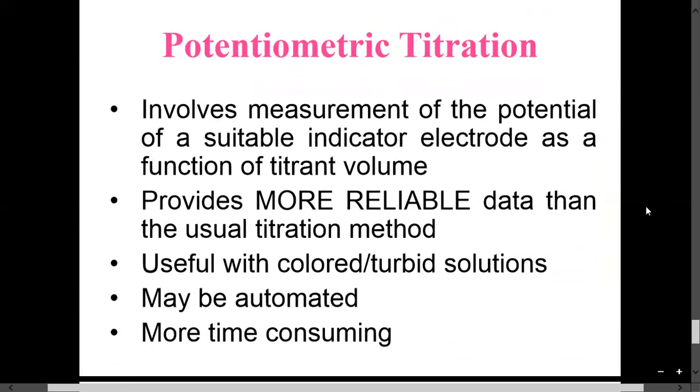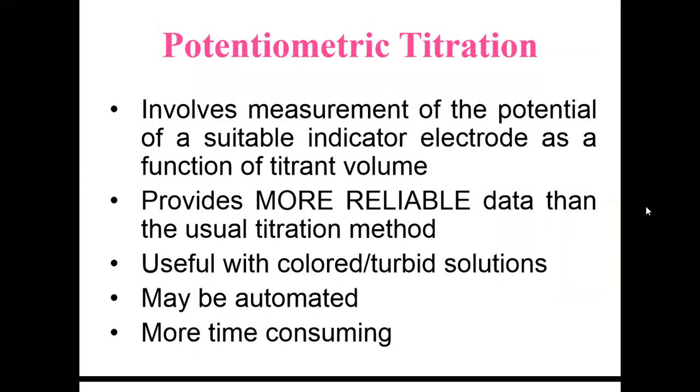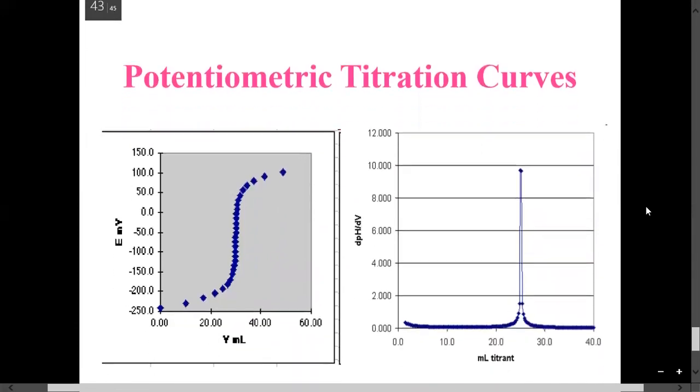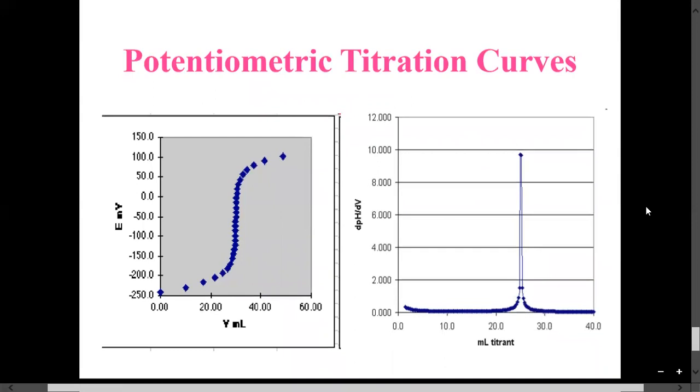Now, a potentiometric titration involves a measurement of the potential of a suitable indicator electrode as a function of titrant volume. It provides more reliable data than the usual titration method. It's useful with colored or turbid solutions. It may be automated and is also more time consuming. That is potentiometric titration. Now, the potentiometric titration curves. Here, both are potentiometric titration curves.